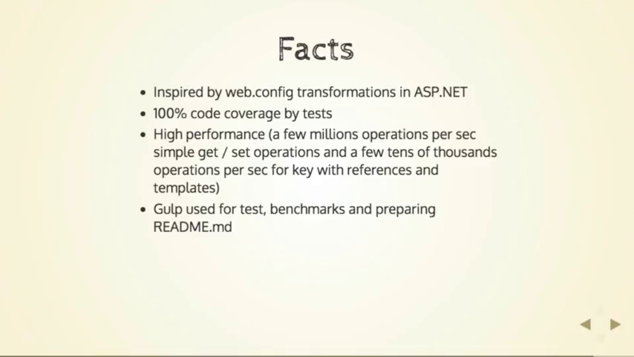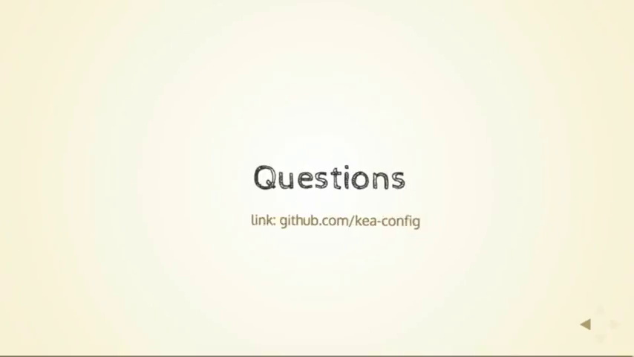I just did some benchmarks, and for simple keys it's like a few million operations for reading, I think, and for templates and for reference keys it's just a few thousand, but it doesn't matter. And also I use Gulp for everything.